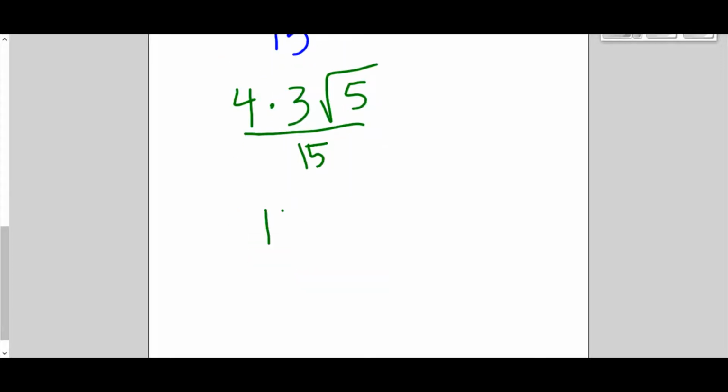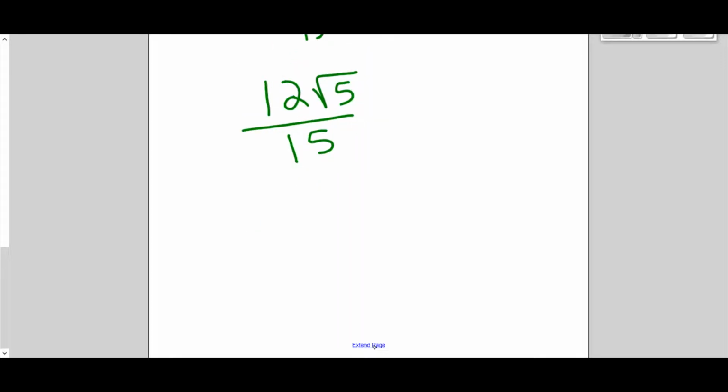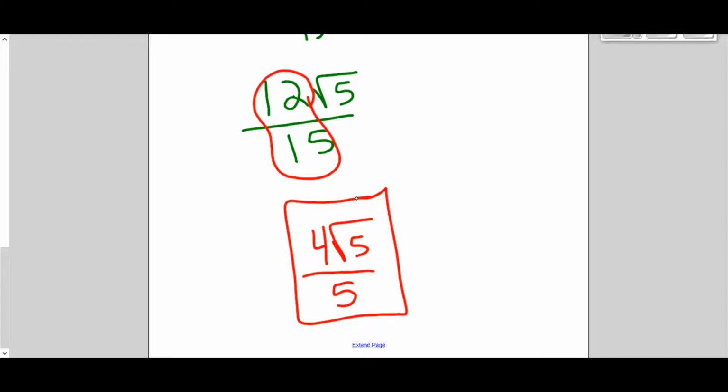4 times 3 is 12. Square root of 5 over 15. And then again, we can divide 12 by 15. Those are both divisible by 3. Remember, you can only simplify the numbers that are out front of the radical. So here we get 4 square root of 5 over 5. So notice we didn't change what was in the radical when we simplified at the very end here. We just left it alone.